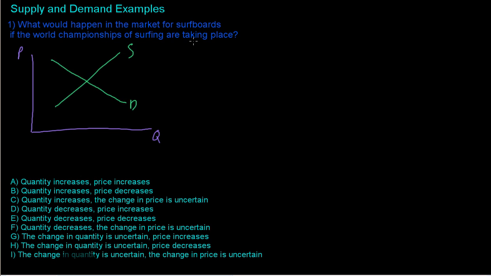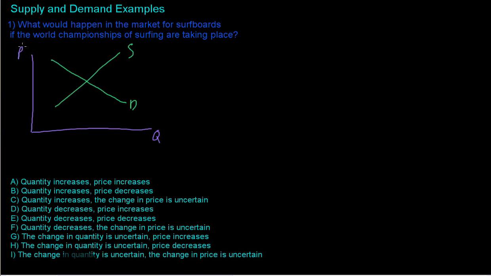And so we have to figure out, is that going to affect demand or is that going to affect supply? Well, it's not going to affect any of the input processes or anything that has to do with making surfboards. But it'll probably draw some more attention to the sport, and probably some more people will see all of the competitions and think, wow, that looks really fun, so I want to go learn to surf. So the World Championships of Surfing taking place are going to lead to an increase in demand.